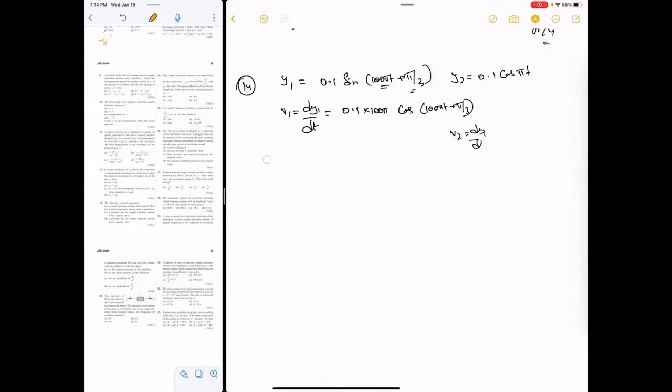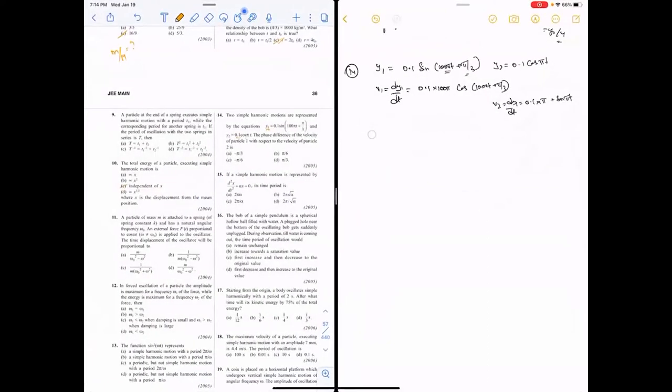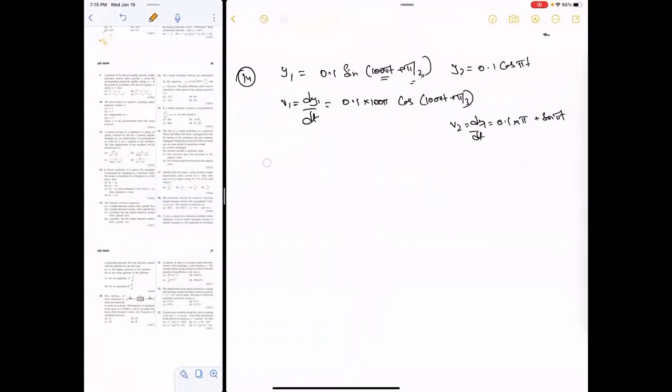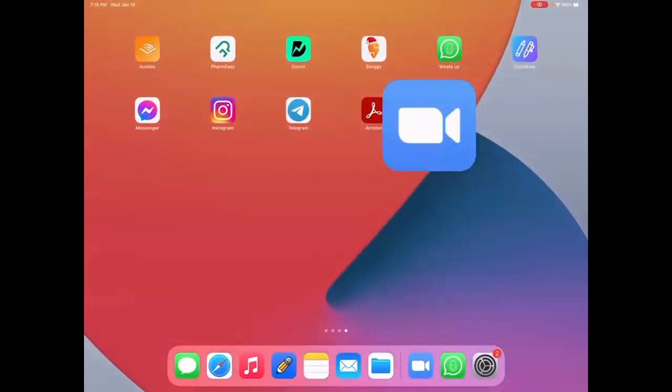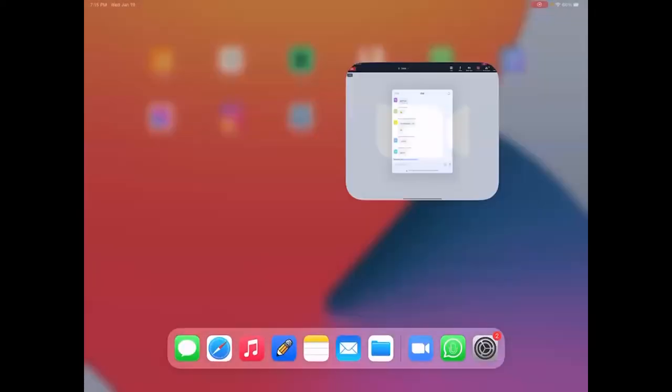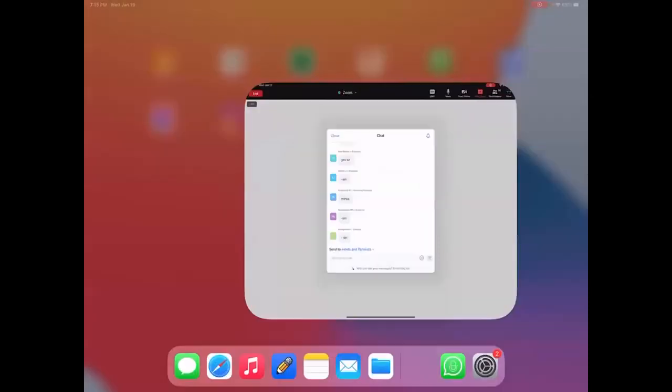v2 is dy2 by dt. 0.1 remains same. Pi comes out of the differential. Cos becomes minus sine pi t. Cos becomes sine only, no? So sine pi t. Do you have any minus sign there? Minus 1 cos pi t. Is it minus sign or sine, guys? Differential of cos. Let me see. Minus sine of this. So this is minus sine, right?